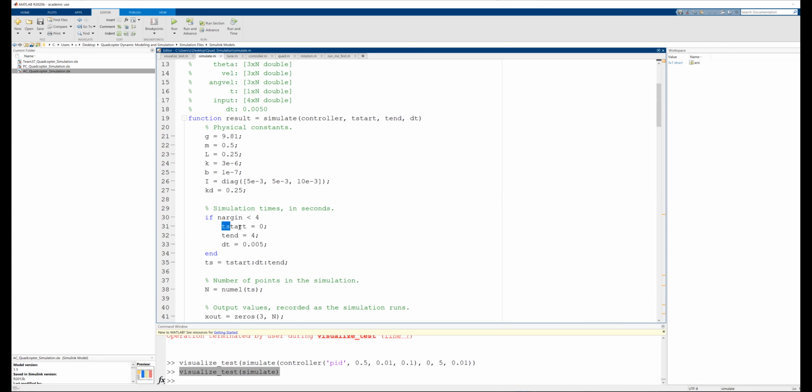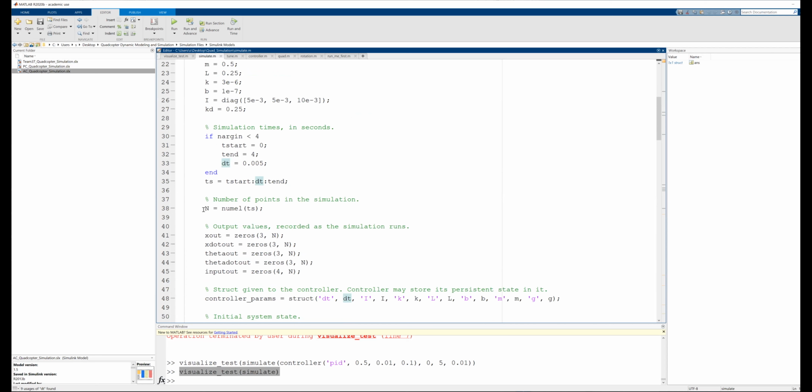And that's why if there is no argument, then it will actually run the simulation from t equal to 0 to t equal to 4, because for the simulation to run, it needs a start time, which is 0, an end time, which is 4, and a time step, which is 0.005.